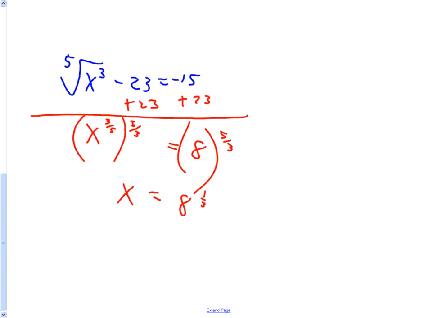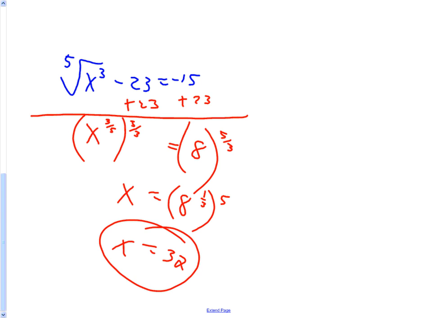8 to the 1/3 to the 5th. And 8 to the 1/3 is 2. And 2 to the 5th is? Yes, x equals 32. Raise your hand if you had that one right. Okay, good. All right. I think we've covered a lot of what you need to know for exponentials.